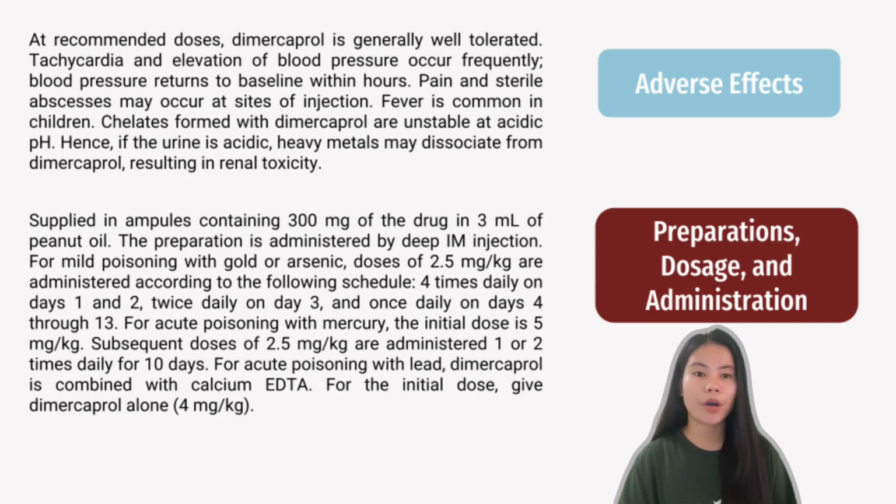So, for acute poisoning with mercury, the initial dose is 5 mg per kilogram. So, subsequent doses of 2.5 mg per kilogram are administered 1 or 2 times a day for 10 days. Then, for acute poisoning with lead, dimercaprol is combined with calcium EDTA. And then for the initial dose, give the dimercaprol alone at 4 mg per kilogram.